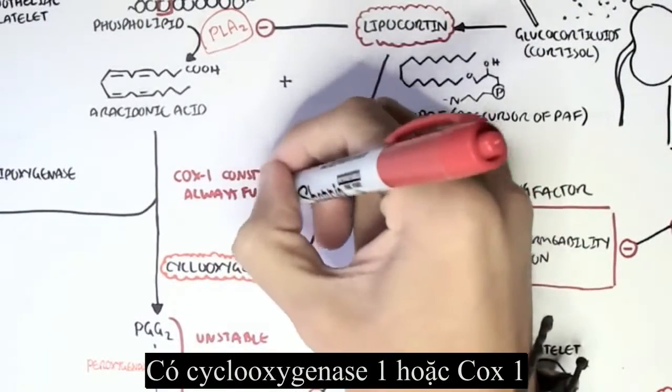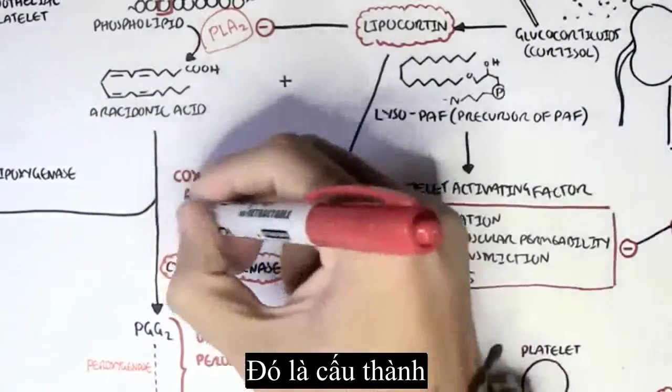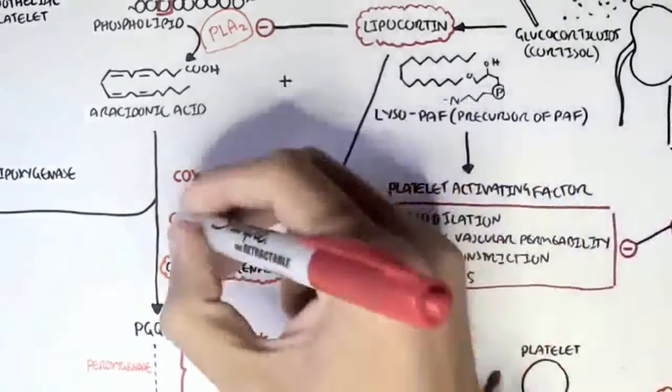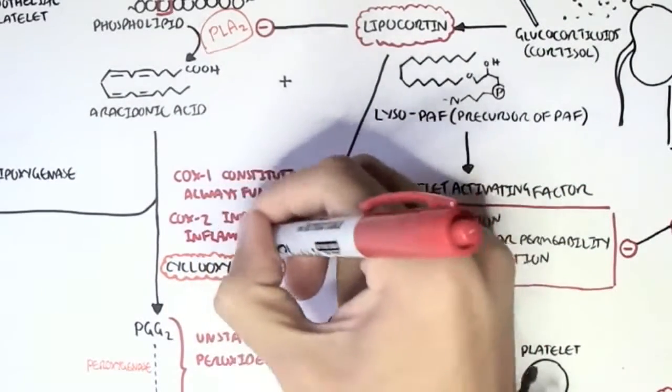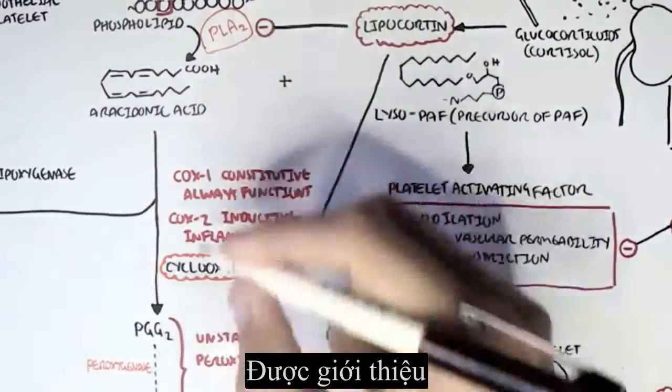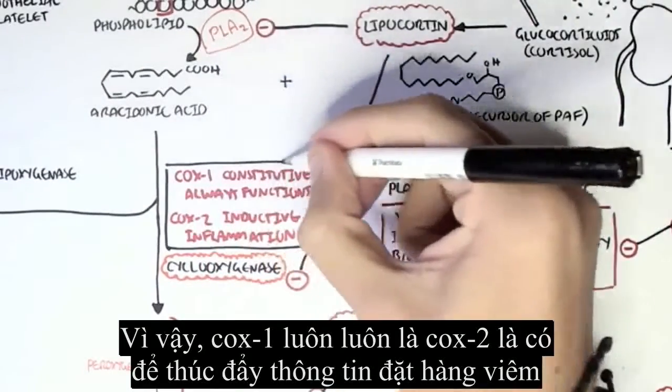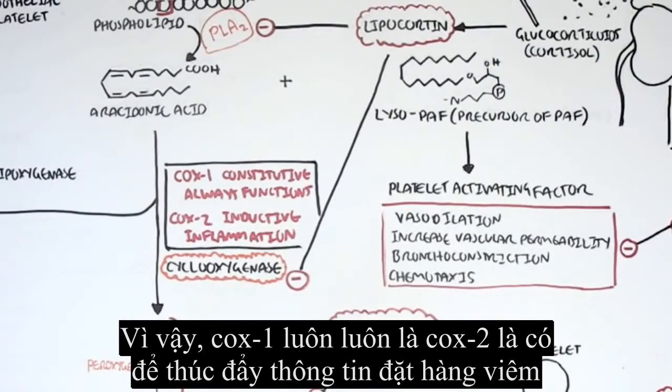There's cyclooxygenase 1 or COX-1, which is constitutive, which means that it is always functioning, it is always there. There's also COX-2, cyclooxygenase 2, which is inductive. It occurs during inflammation mainly. So COX-1 is always there, COX-2 is there to promote inflammation or during inflammation.